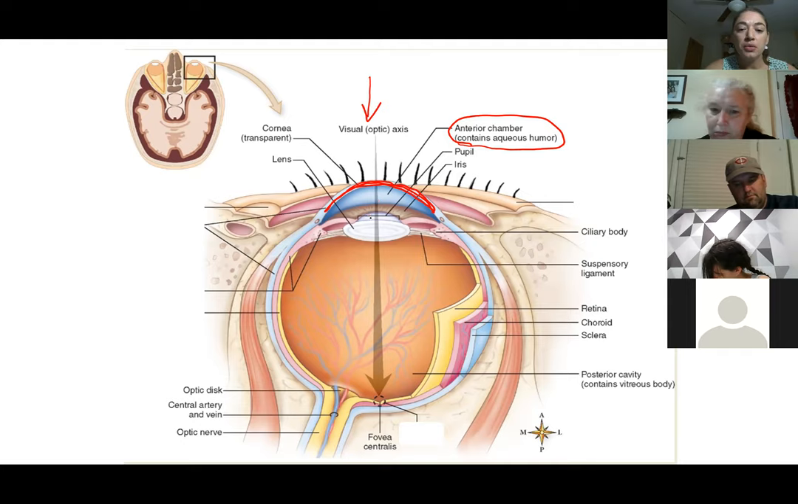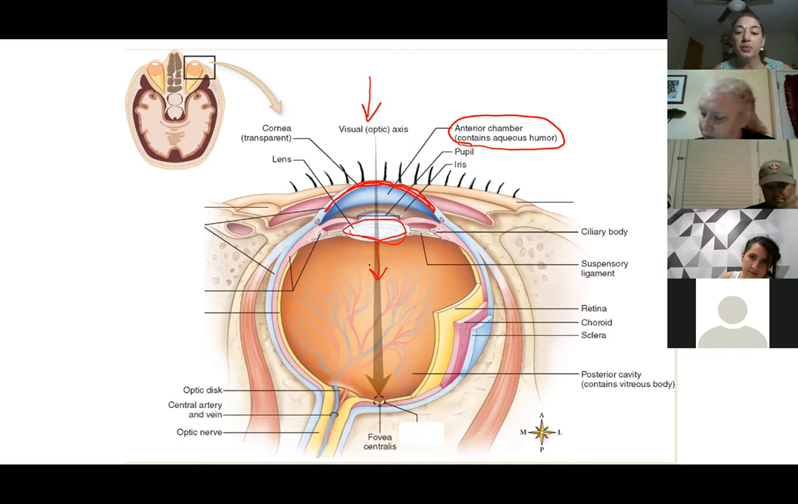Then the light passes through the pupil, through the lens. Here's our lens right here. Then it enters the posterior cavity. The posterior cavity is filled with vitreous humor, which is very viscous. It's kind of like Jell-O jiggler consistency, really thick. And that helps keep the light focused.